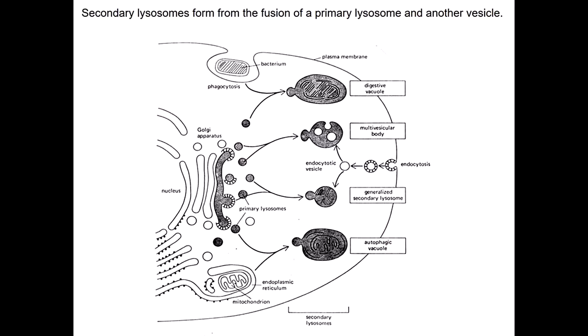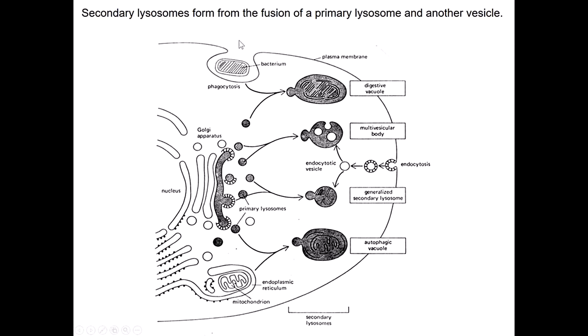So here are our primary lysosomes. Here are secondary lysosomes that at some point have had a primary lysosome fused with them. And here are vesicles that are coming in that we don't call lysosomes. So you might have a phagocytic vesicle. This bacteria is being phagocytosed, engulfed by the plasma membrane, and gets into the cell.